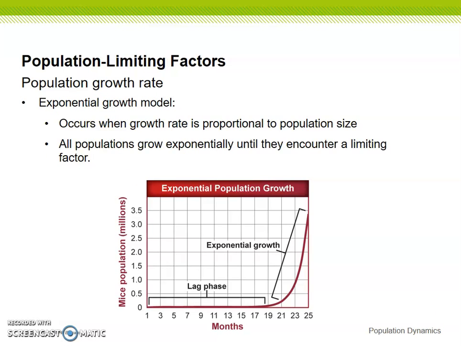Growth rate models. Here we have an exponential growth model. This occurs when the growth rate is proportional to the population size. All populations grow exponentially until they encounter a limiting factor. So you'll see down here we have a lag phase, and these are probably when they're getting established in their ecosystem, and then they start reproducing. So you have one mouse that reproduces with several mice. Then those mice reproduce, and the population just increases. It doubles every single generation. That's where we get the exponential growth.